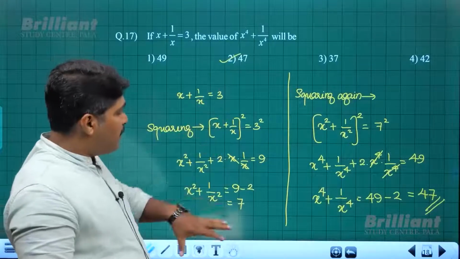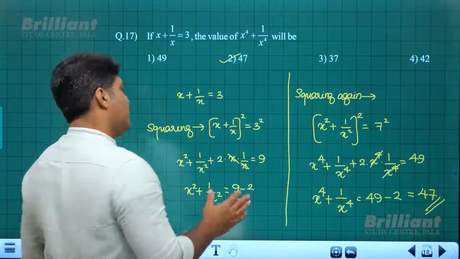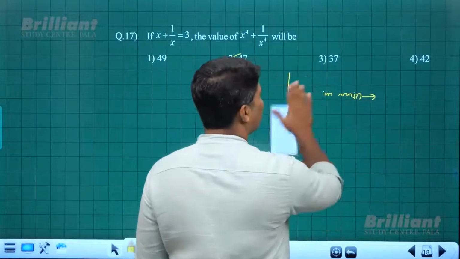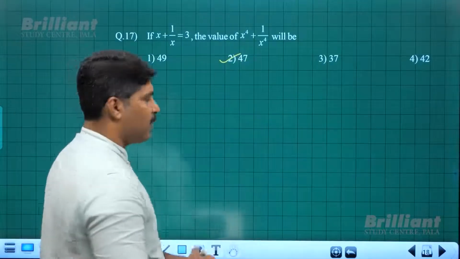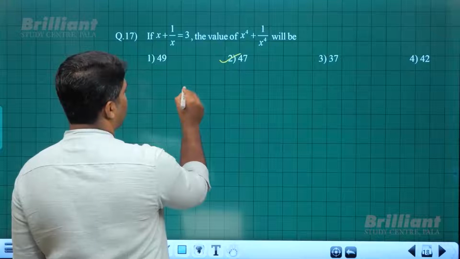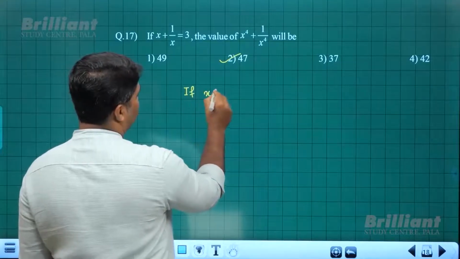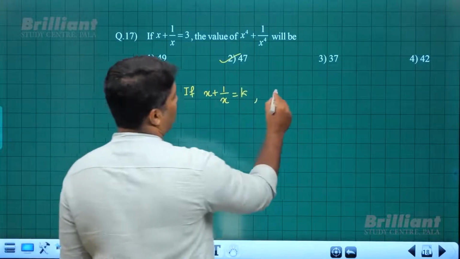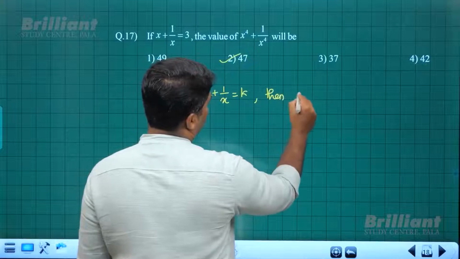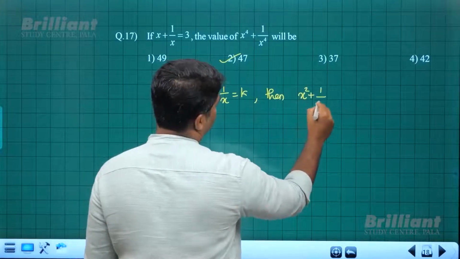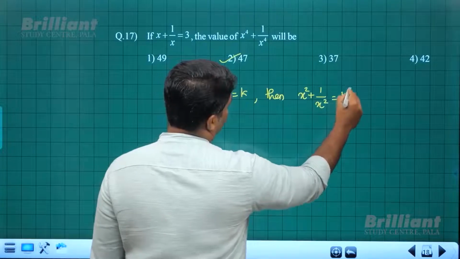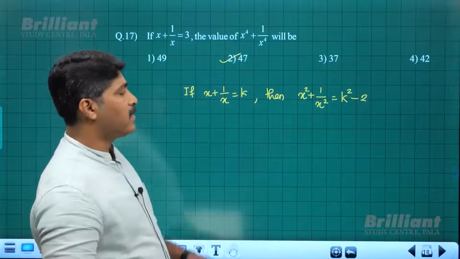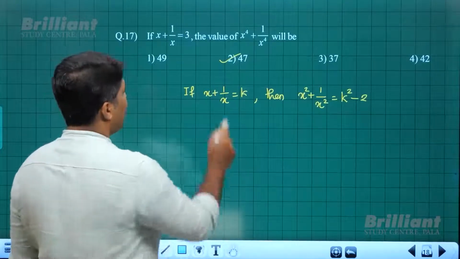Instead of doing the operations this much, we can consider a simpler way. That's the basic idea of this conversion, but quickly we can reach the conclusion. So you have to consider a result. If x plus 1 by x equal to k, then the value of x square plus 1 by x square is simply k square minus 2. Got it? So that is k square minus 2.